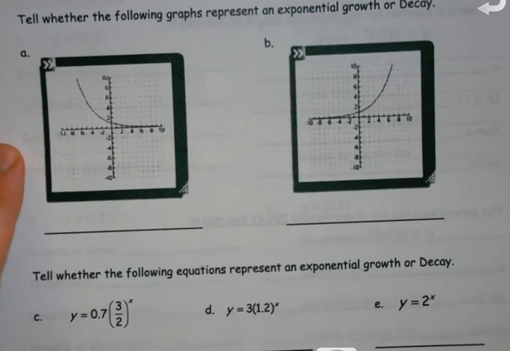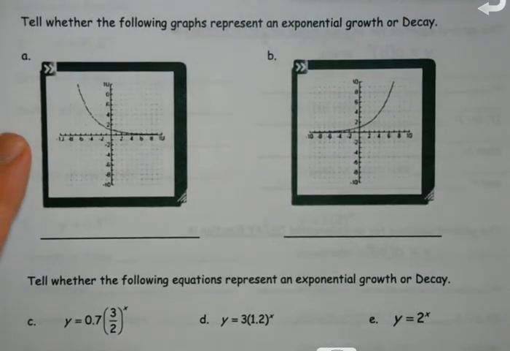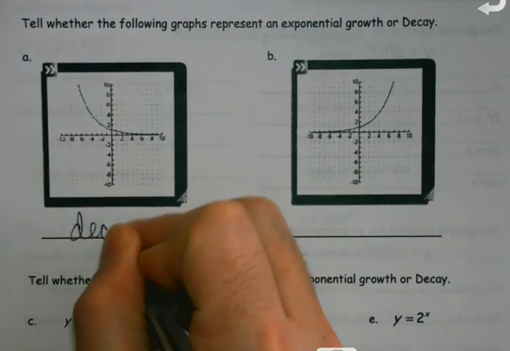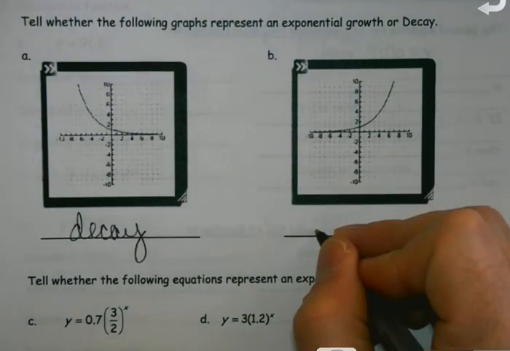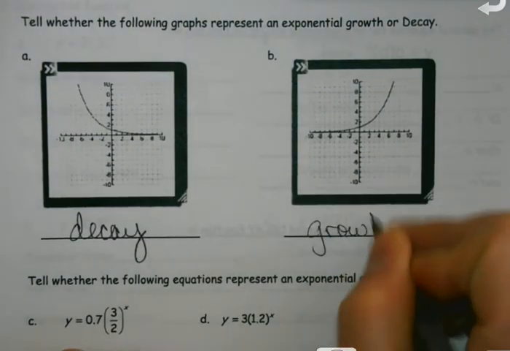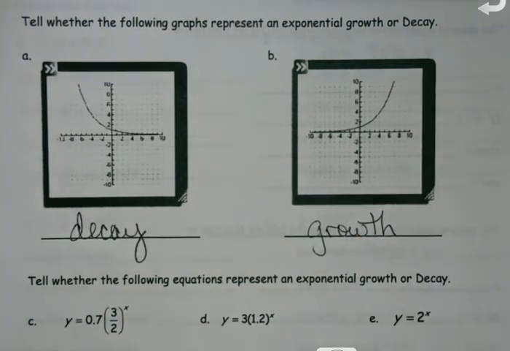So like, for instance, on A and B, we've got pictures of a calculator screen. In A, is that growth or decay? If your graph's going down to the right, which one is it? It's decay. So down to the right is going to be decay. Well, and then I guess that means that up to the right is going to end up being growth. Okay? It's as simple as that when you're looking at a picture.